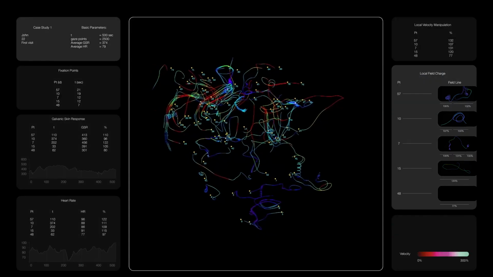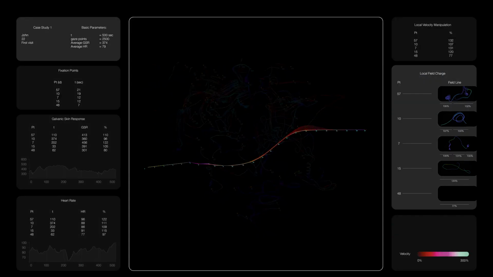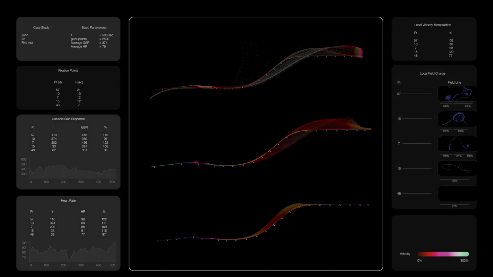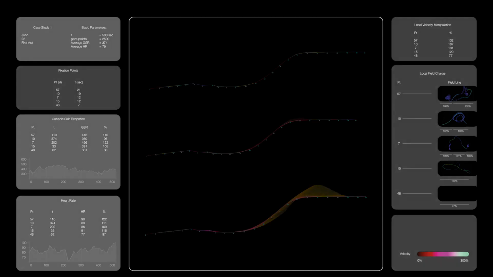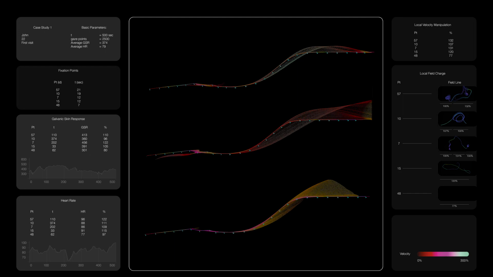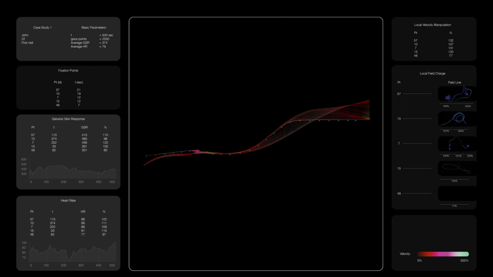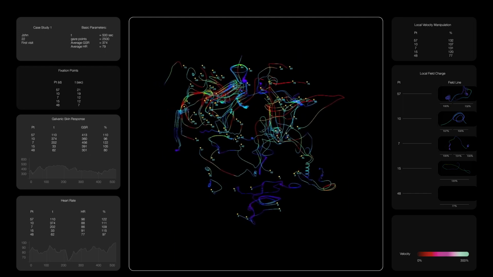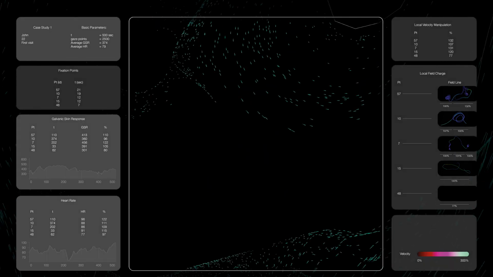Let's take a look at one specific field line. The field lines have an effect on particles in the environment. Here you can see how they behave with different GSR levels and HL levels. This is only one field line for one fixation point. During the process, a whole network of them evolves.